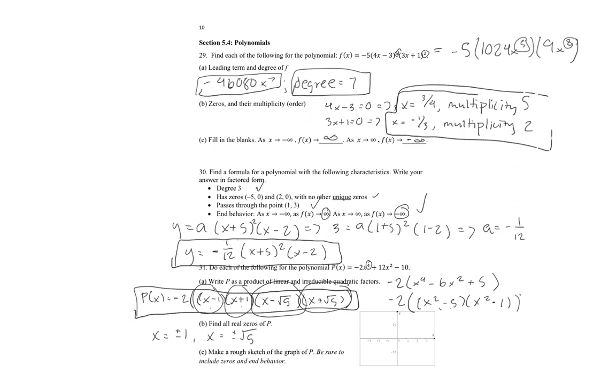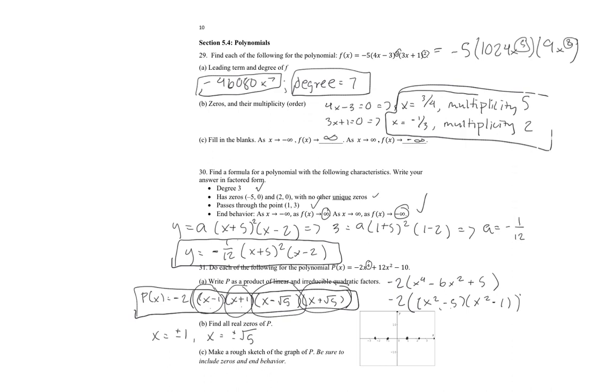And also, let's mark the zeros. We have zeros at negative radical 5 and positive radical 5. So that's about right here and about right here. And then we have zeros at negative 1 and positive 1.